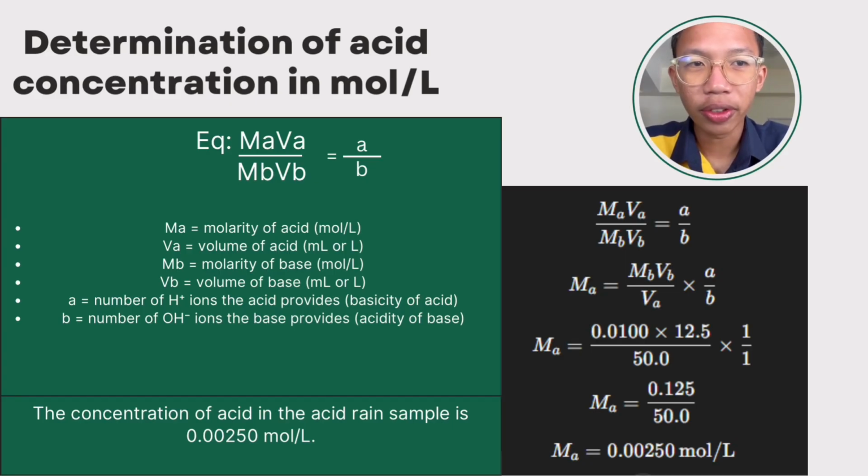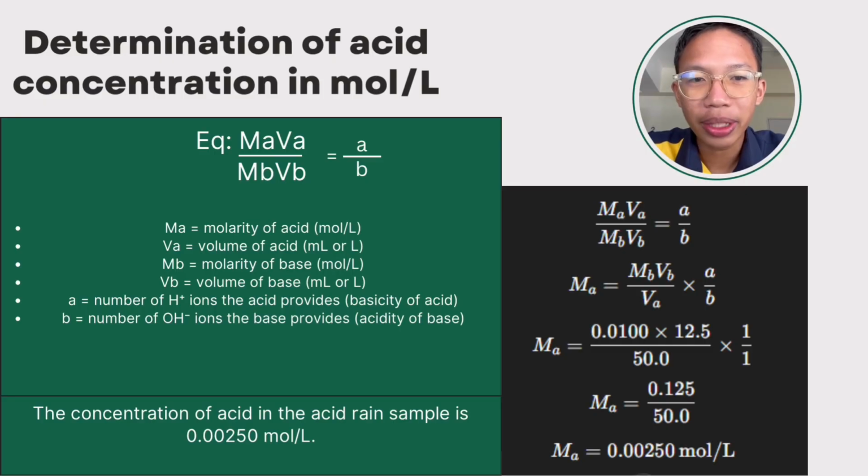MA VA over MB VB equals a over b, where MA is the molarity of the acid, VA is the volume of acid, MB is the molarity of the base, and VB is the volume of base used. a is the number of H+ ions provided by the acid, and b is the number of OH- ions provided by the base. Since we are dealing with monoprotic acid and NaOH, both a and b are 1.